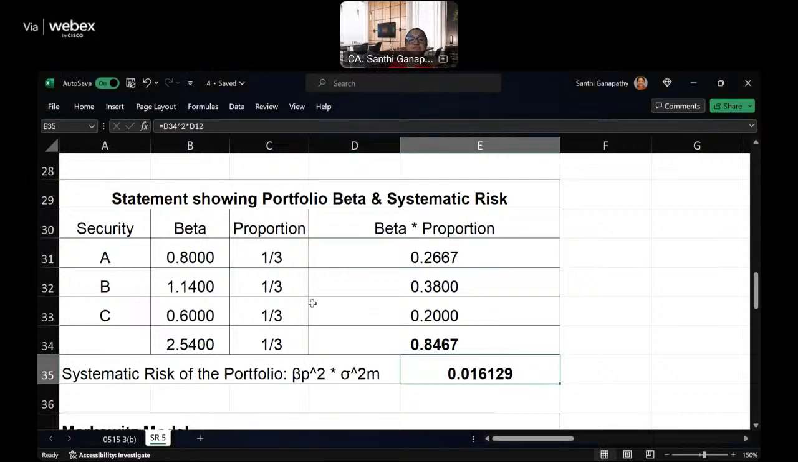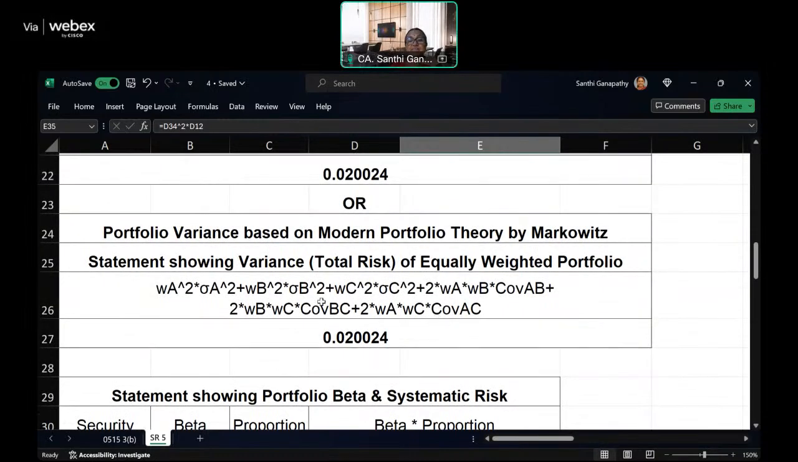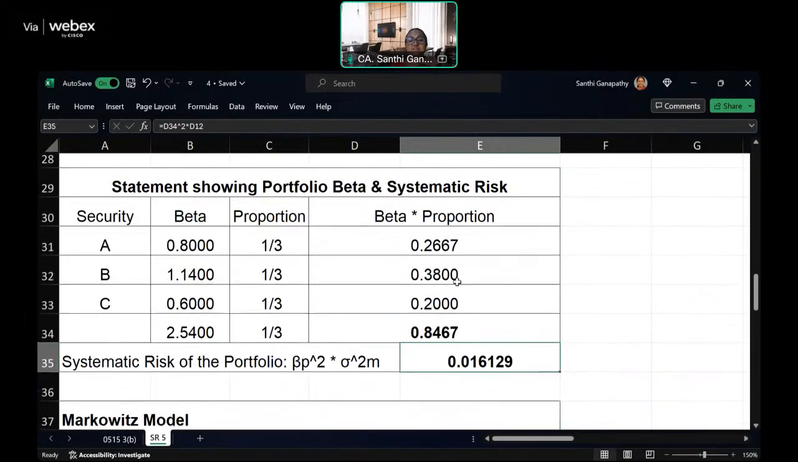So I have found the total risk. Now I want to find systematic risk. How will I find systematic risk? Beta squared. Always when I operate with variance, I have to square the other terms. Whether it is weight or beta, whenever I operate with variance, this also has to be squared. So beta squared multiplied by market variance will give me systematic risk.